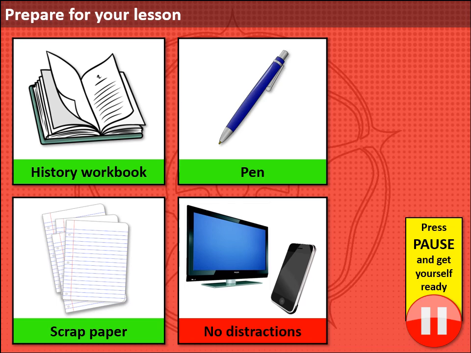So let's get ready for our lesson. You're going to need your history workbook and we are on lesson 4. You're going to need a pen to write with. You might want some scrap paper if you want to make some notes. And you need to make sure that you have got no distractions. So telly needs to be turned off, phone needs to be put away. So press pause and get yourself ready for your lesson today.